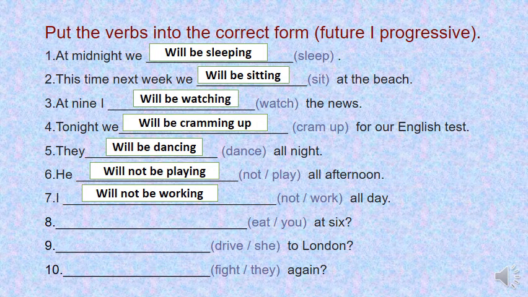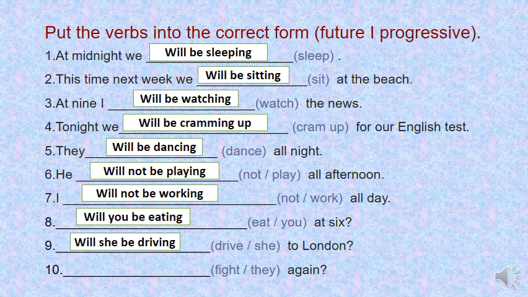Number 8. Dash at 6. Eat you, and at the end you can see there is a question mark. That means it's an interrogative sentence. In this sentence we are going to start the sentence from will. So the answer will be will you be eating at 6? Another interrogative sentence. Dash to London. The verb is drive and the subject is she. And we are going to write it like will she be driving to London?